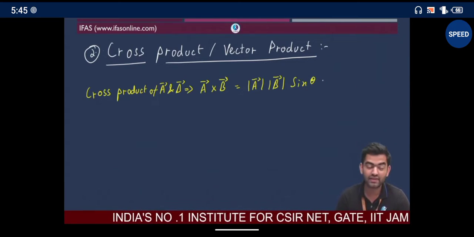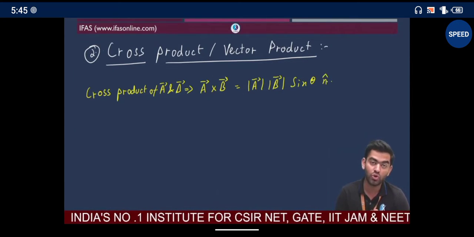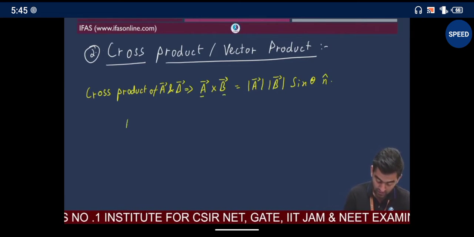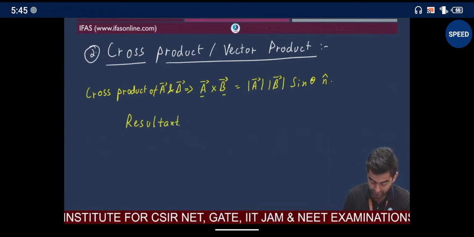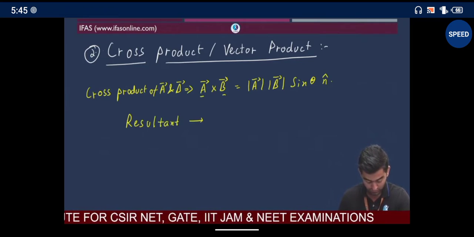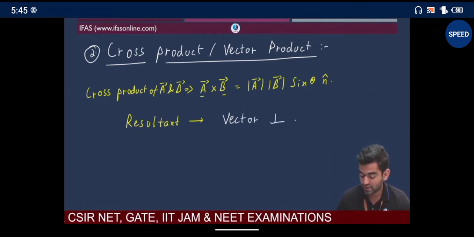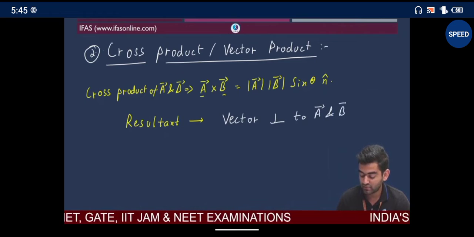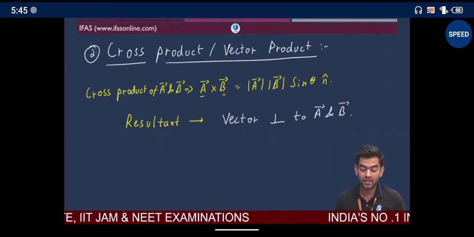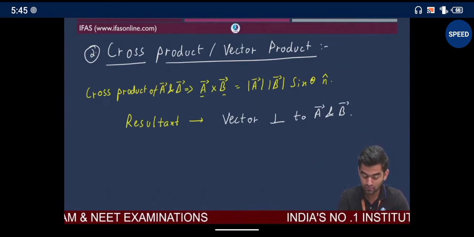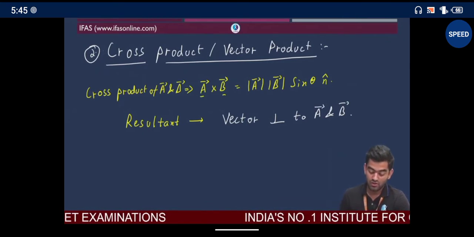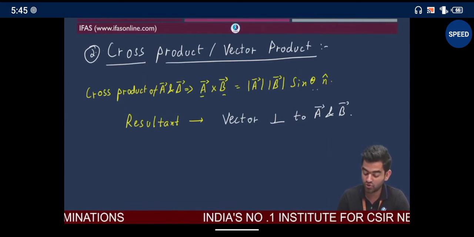And the resultant here is a vector whose unit vector is n, perpendicular to both of them. The resultant here is a vector which is perpendicular to A vector and B. So the resultant is basically perpendicular to A vector as well as B. That's how it is. Now these things are nothing else but the magnitude of A and B, and this shows the direction.